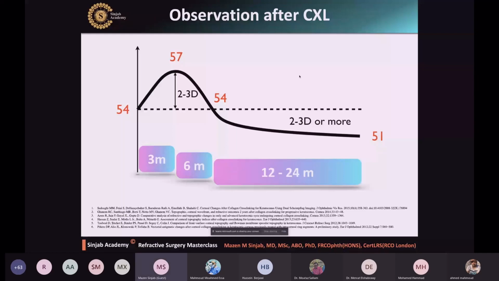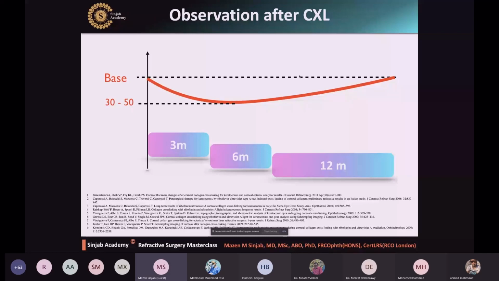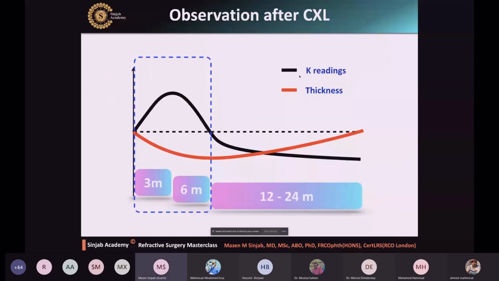Remember this illustration, let's say. Regarding the thickness after the cross-linking, during the first 3 months, there will be a loss of tissue because of dehydration, about 30 to 50 microns. Then there will be a gradual increase in thickness to reach the pre-op baseline within 1 year. All right. So if we gather these two together and look at the first 6 months, the criteria are very similar to the progression of ectatic corneal diseases. There is thinning and there is steepening.